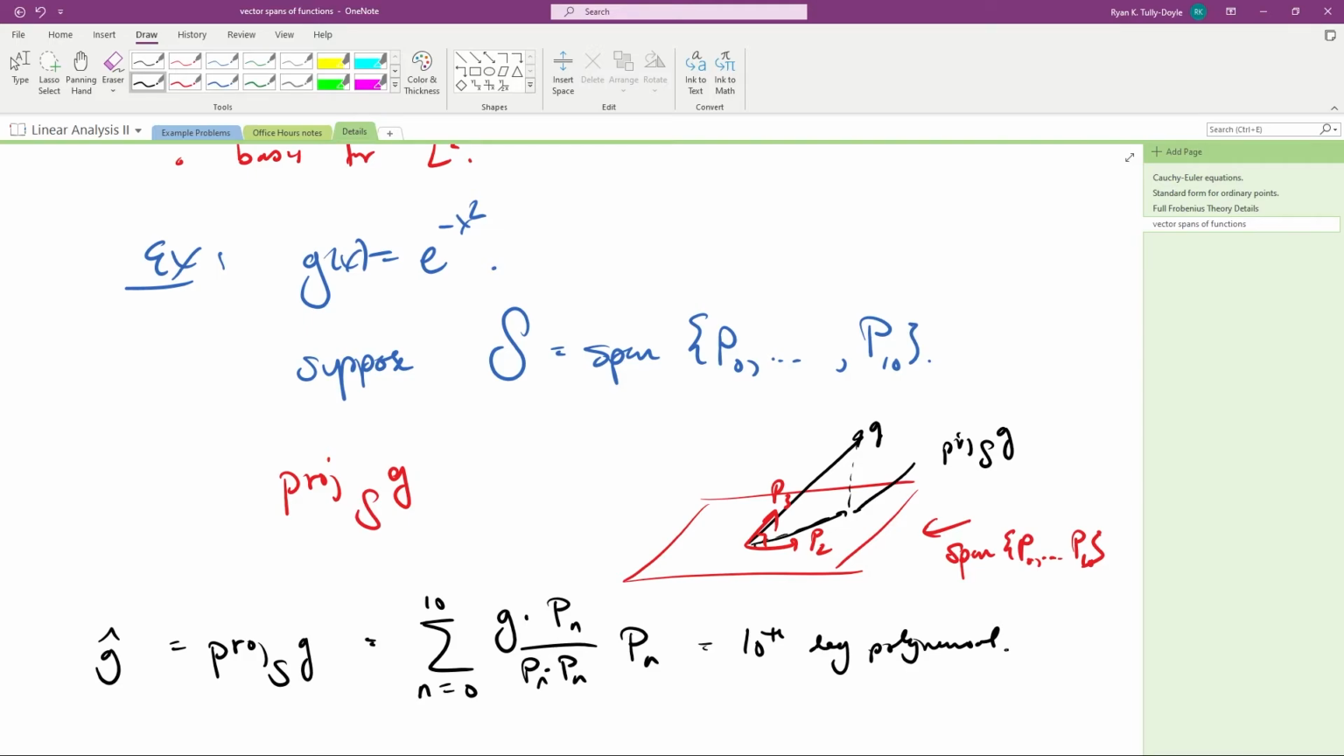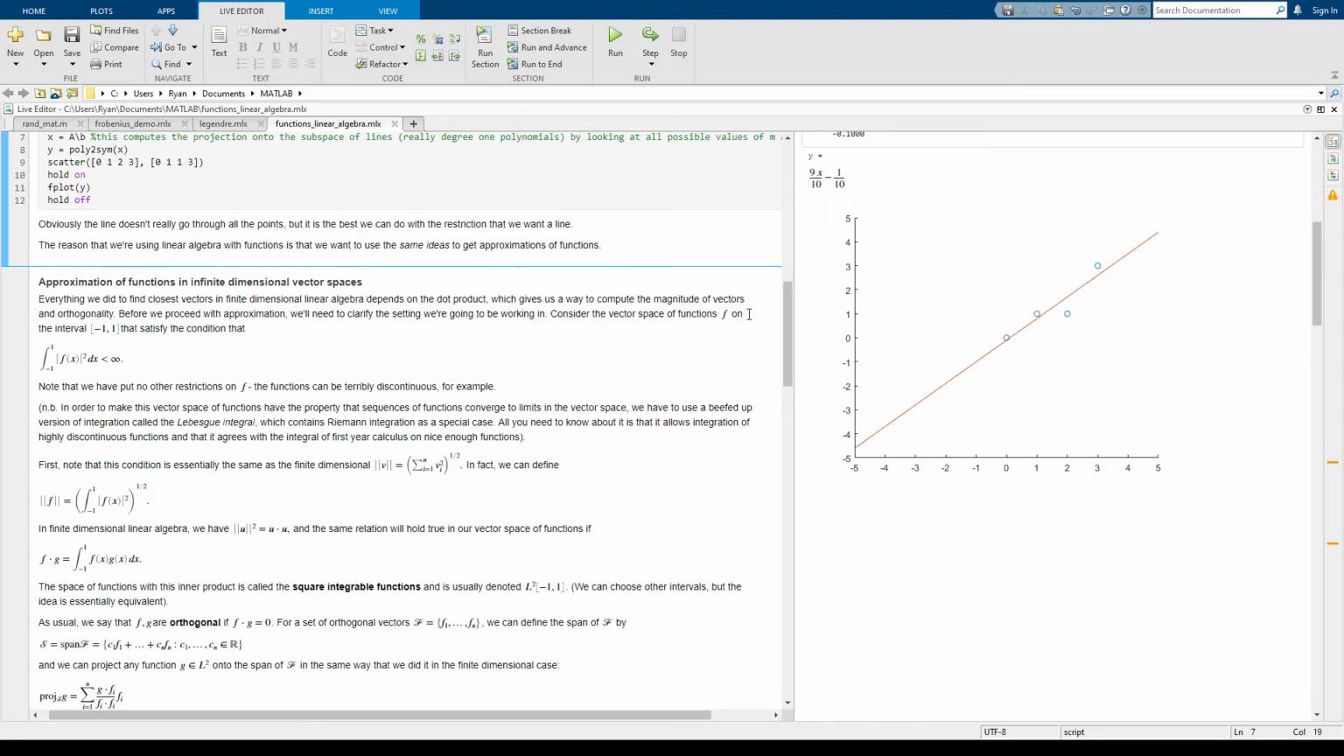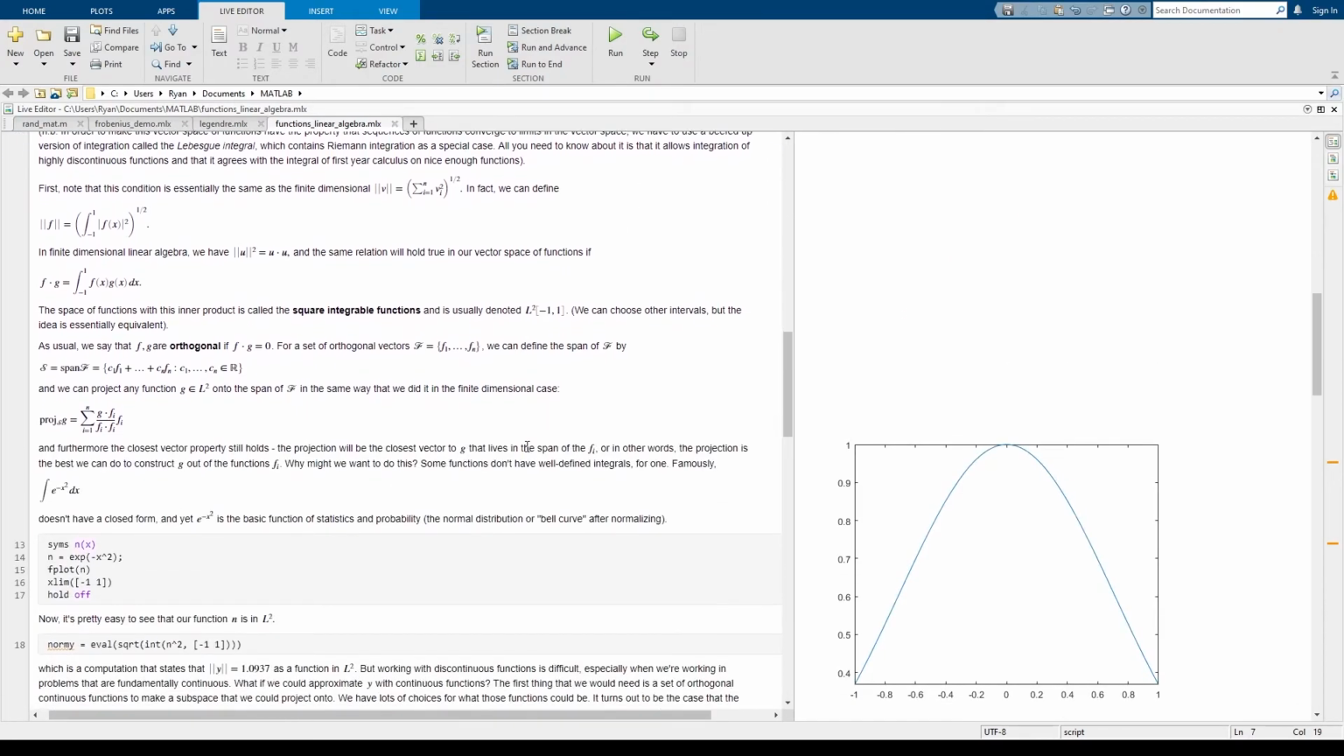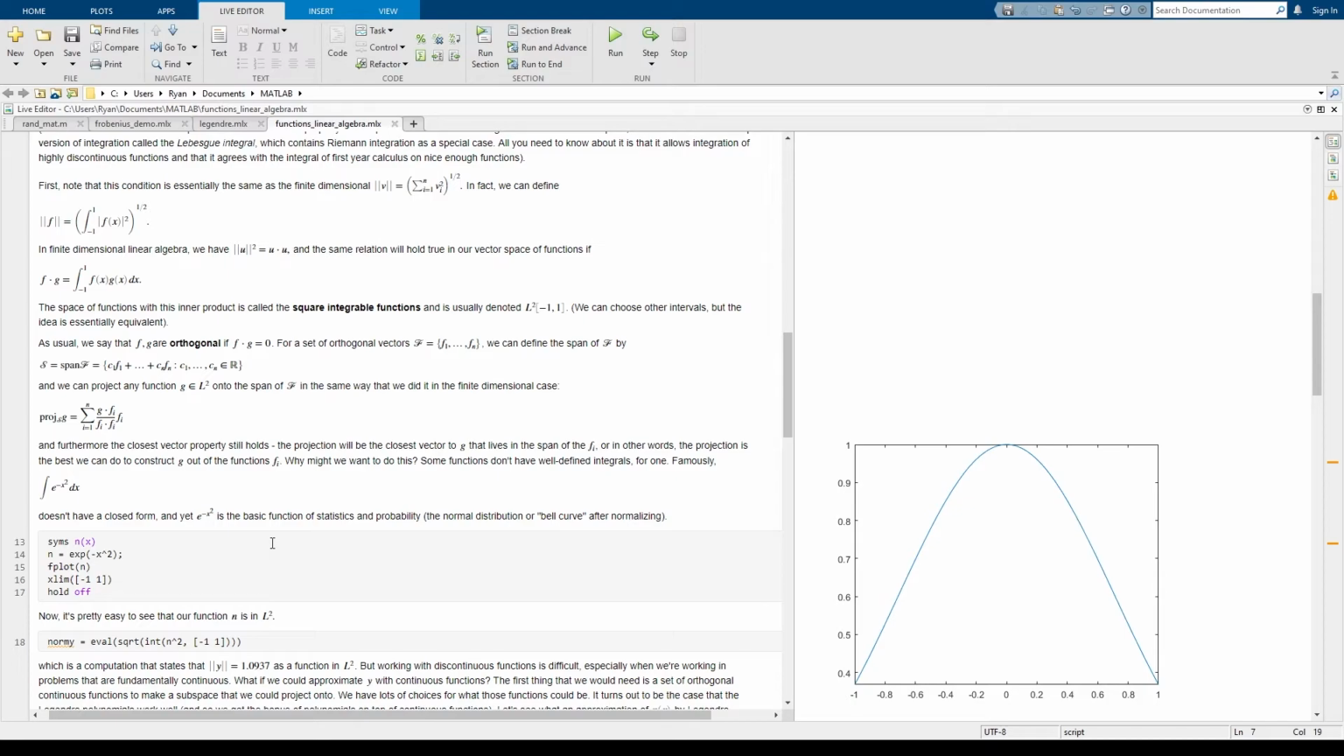So if you take the first 10 Legendre polynomials, and you project the function e to the minus x squared onto the span of those, what polynomial do you get out? And how good is the approximation? In the MATLAB demo that I posted, I've given some sample code for this exact problem. If you graph the function e to the minus x squared between -1 and 1, there's no reason to restrict yourself to -1 to 1, but that's where we've been working, that's a graph of the bell curve by itself.